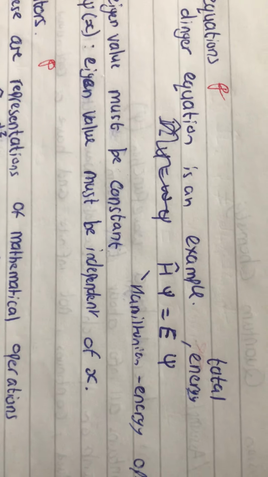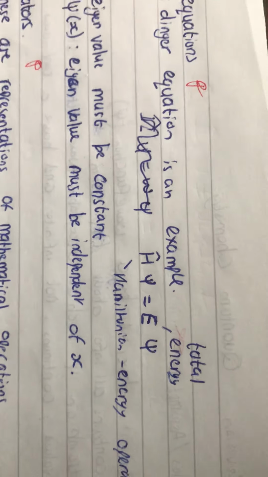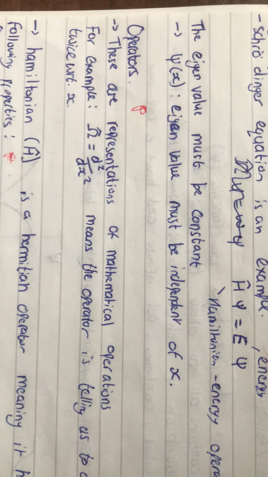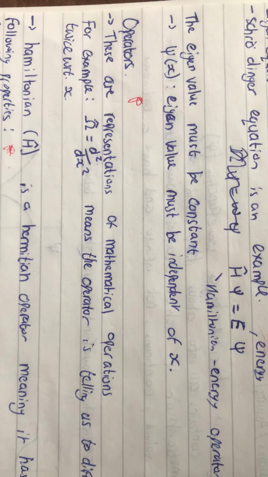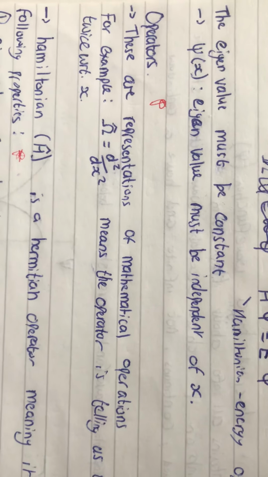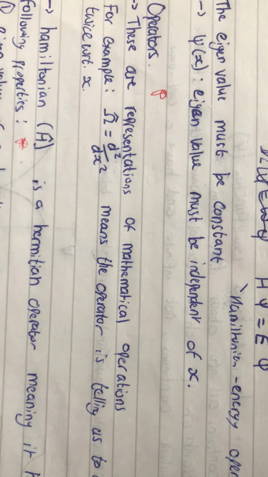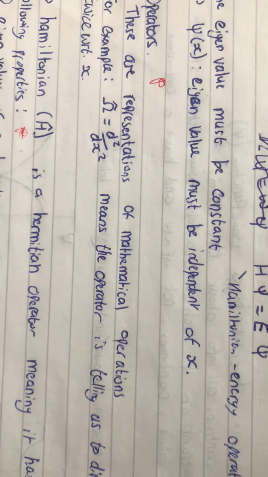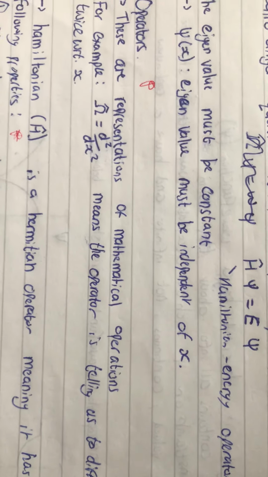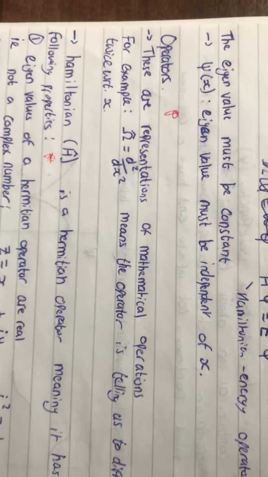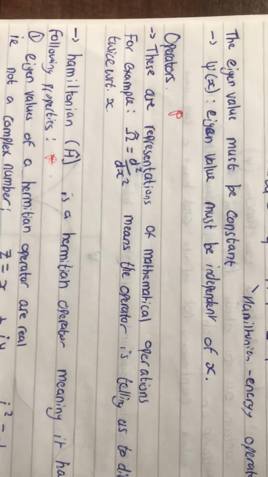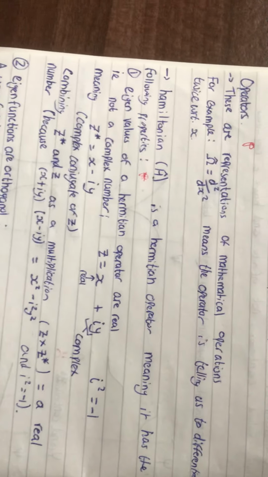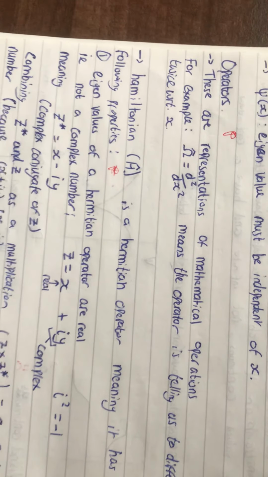So we've got the operators, which for example is the Hamiltonian. These are representations of mathematical operations. For example, using that omega there, we can say the omega corresponds to differentiating twice with respect to x. Then we've got the Hamiltonian. Hamiltonian is a Hermitian operator, meaning it has the following properties.